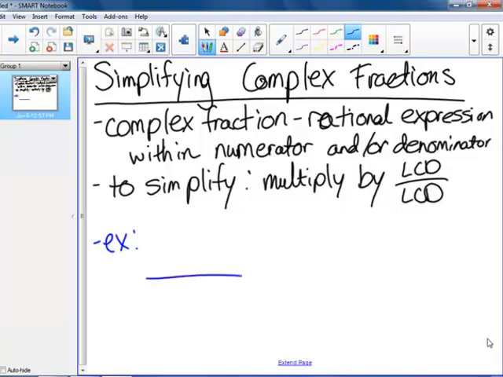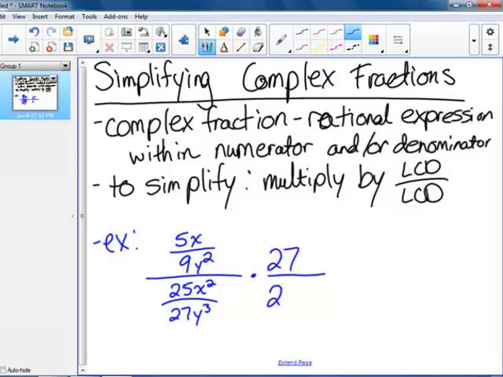So for our first one, I have my big fraction line. On top, I have 5x over 9y squared. That's my numerator. And then in my denominator, I have 25x squared over 27y to the third. Okay, so I'm going to look at just my denominators right now. On top, my denominator is 9y squared. On the bottom, 27y cubed. So I need to find the least common denominator of those. First of all, for the numbers, 9 and 27, I'm going to need 27. Now, out of my y's, I have to have the most number of y's, so it's going to be y to the third.